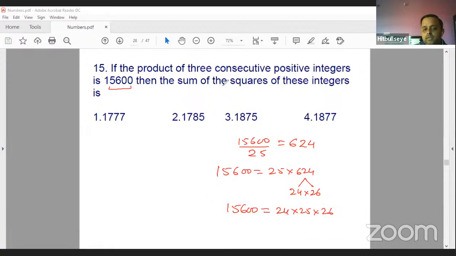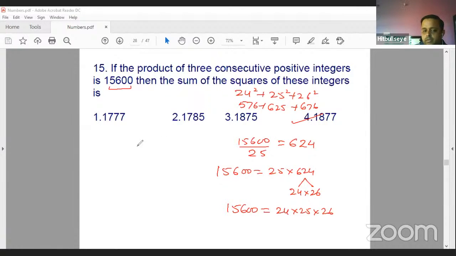And the question is asking for the sum of the squares of these integers. So the answer is simply the sum of the squares of 24, 25, and 26. That can be done now. 24 square is 576. This is 625. This one is 676. If you add up, I think the answer would be option number 4.